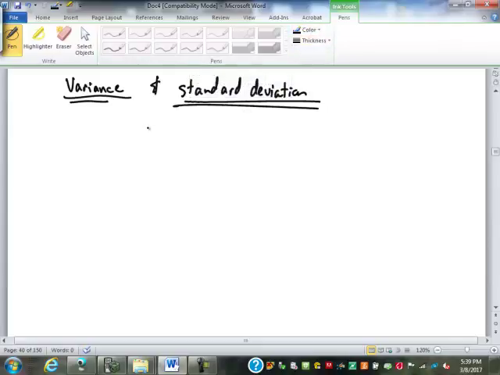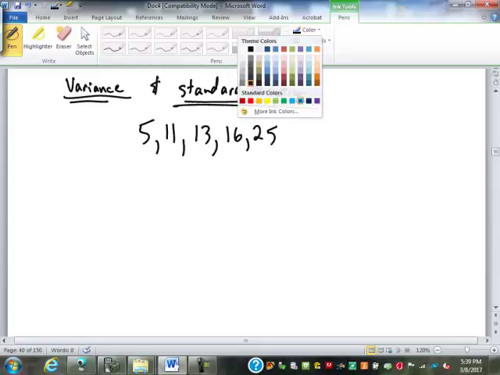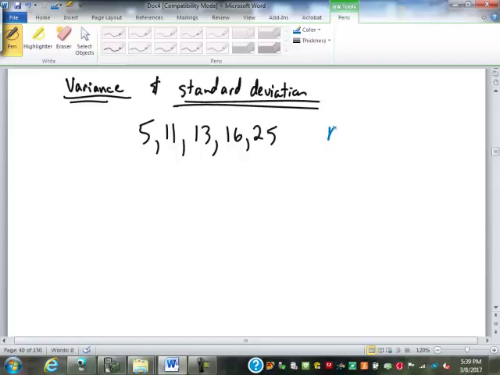So let's put out a set of numbers here. I'm going to put them in order just to make it easy on me: 5, 11, 13, 16, and 25. So for this set, n equals what? 5, because there are 5 numbers.